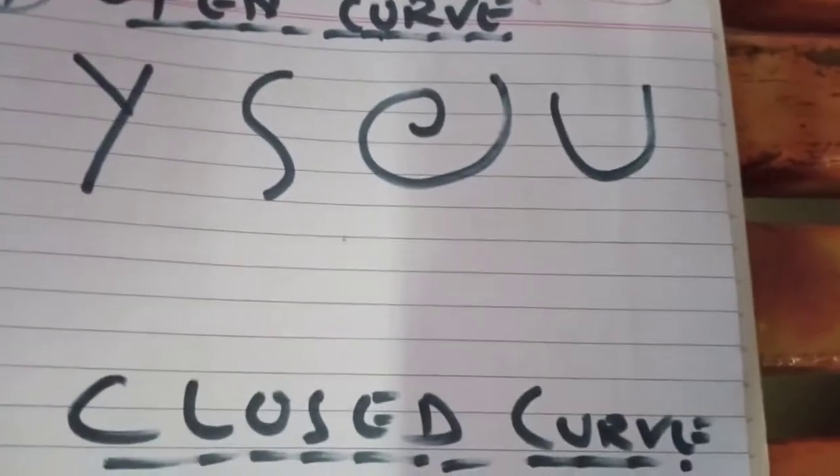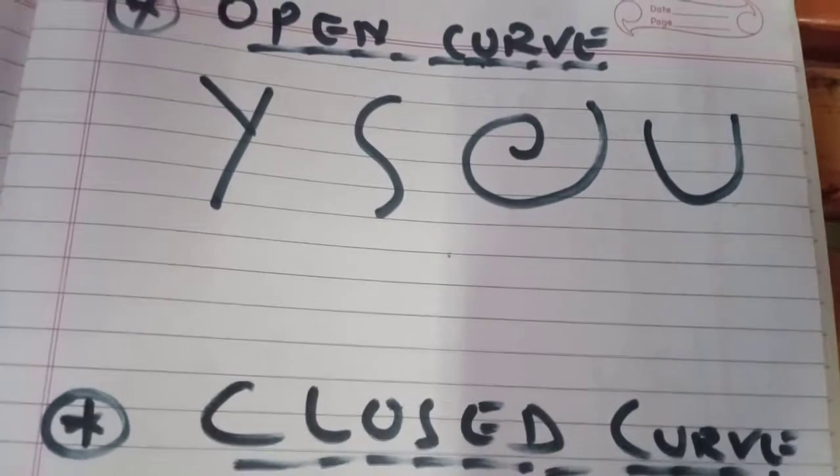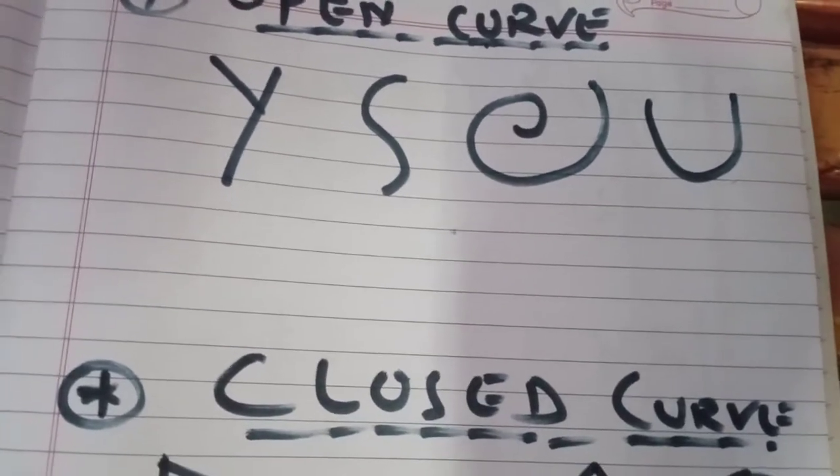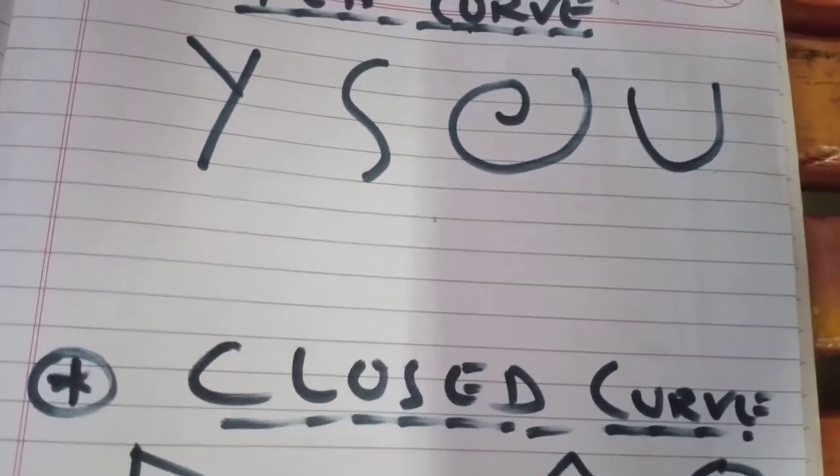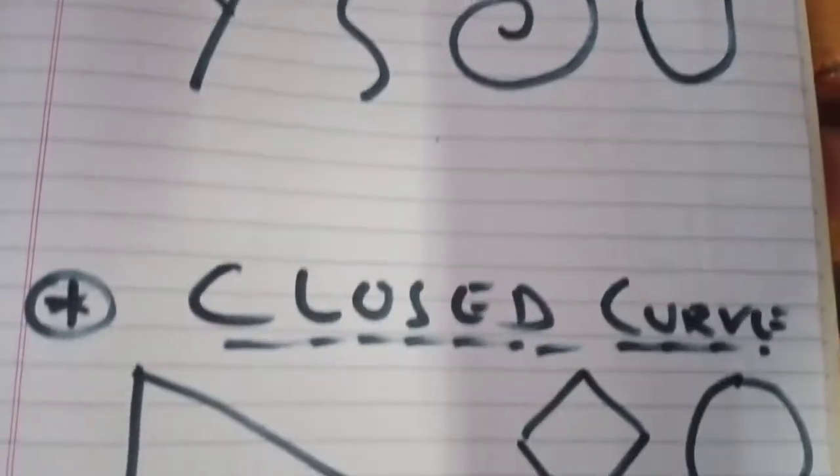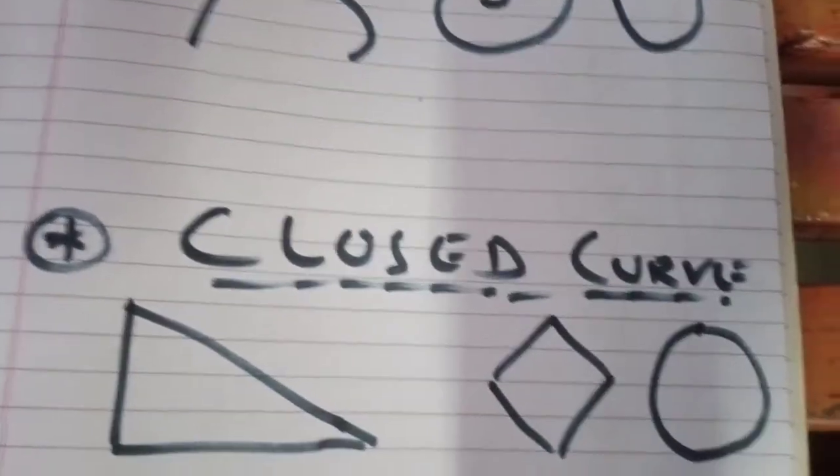Similarly, we do have closed curves. What will be a closed curve? A closed curve will be something wherein the edges or the boundaries would be connected to each other and they will be forming a specific boundary. So here are a few specific examples of a closed curve.